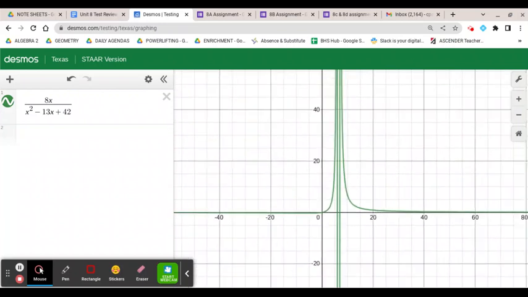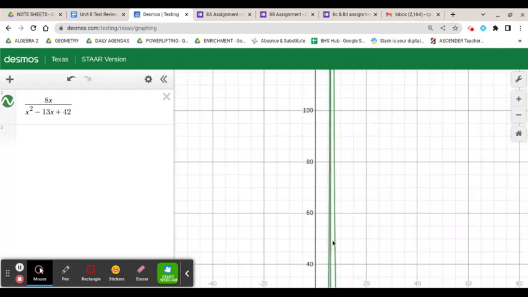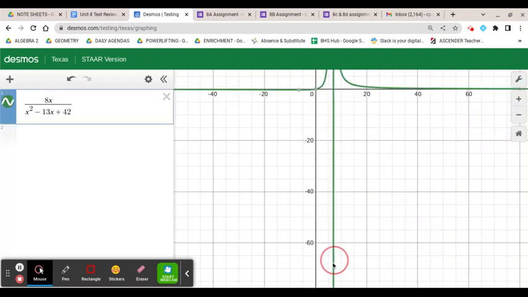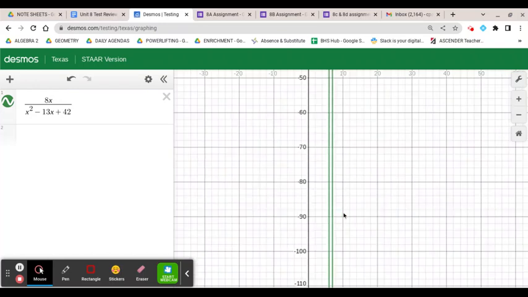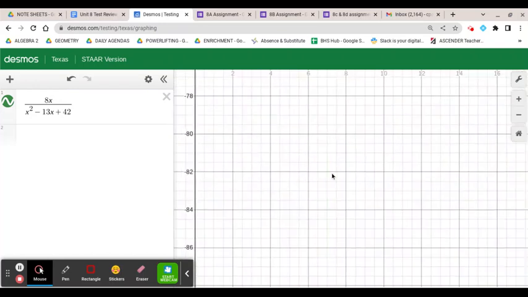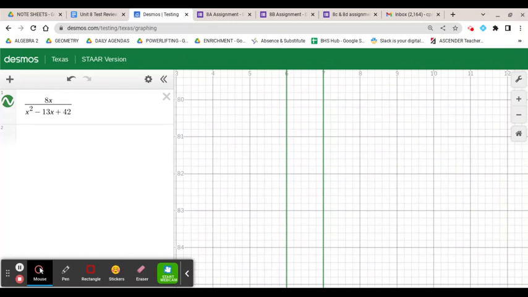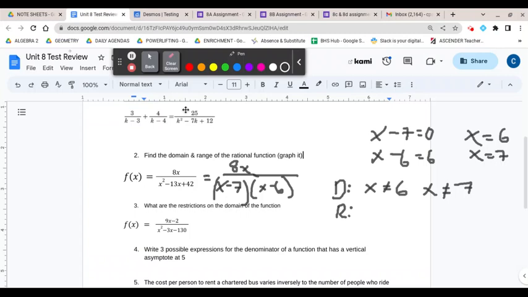We see our graph right here, and it looks like it goes all the way up to the moon, and it goes all the way down here, and it goes all the way up. So it looks like our range is going to be all real numbers. We have asymptotes at 6 and 7 right there. So again, I would graph those up to be sure.